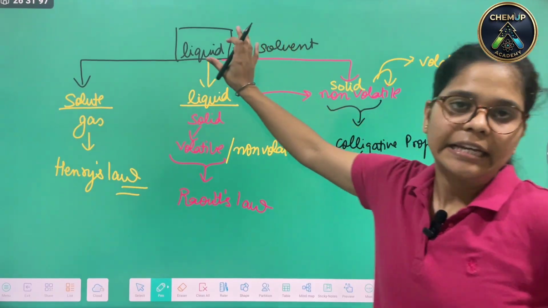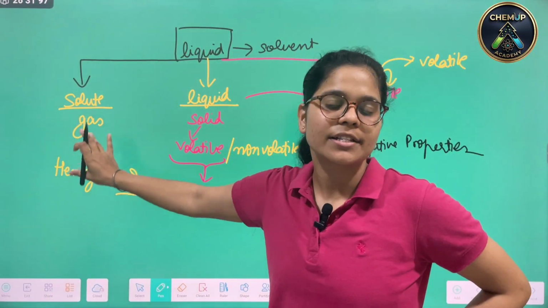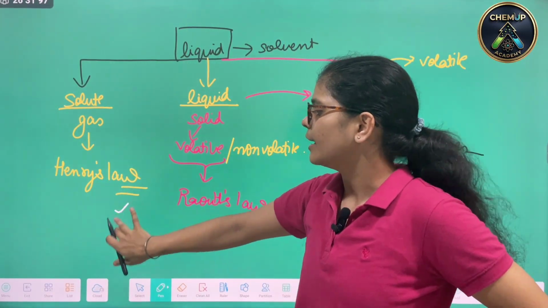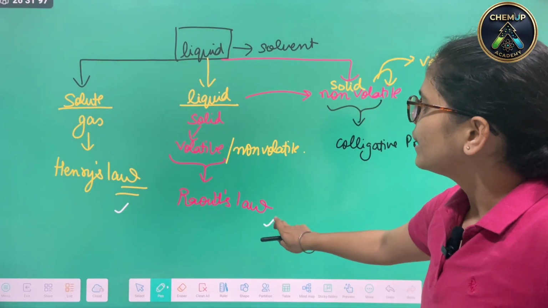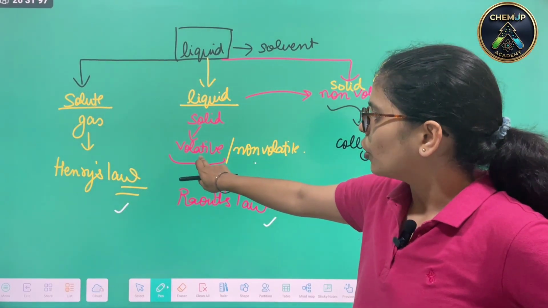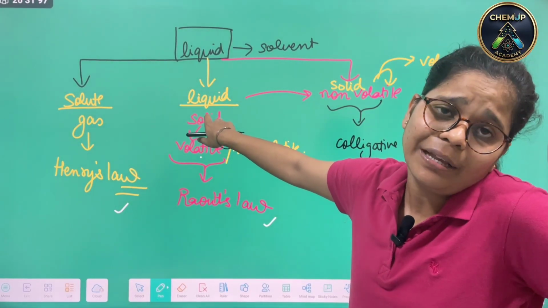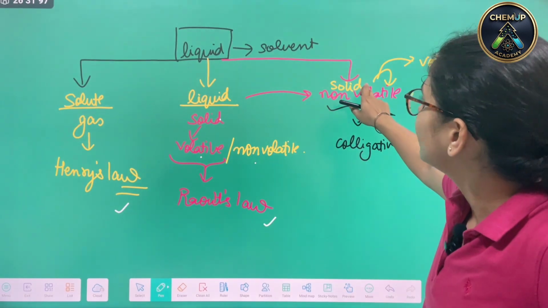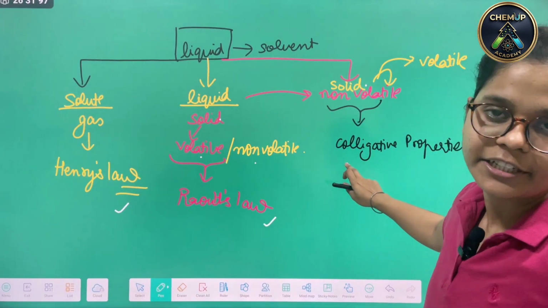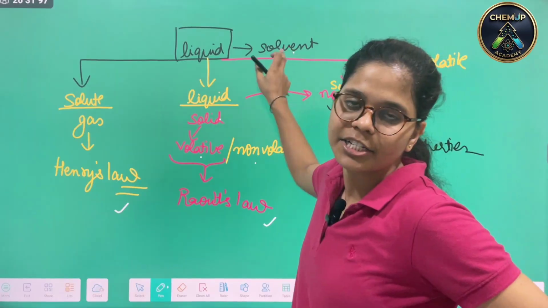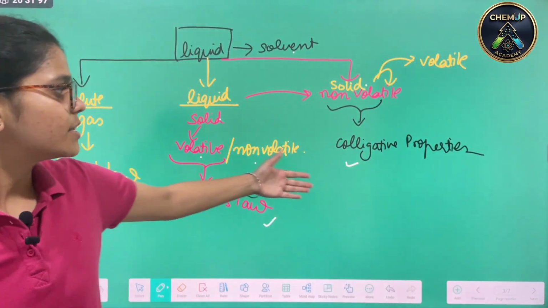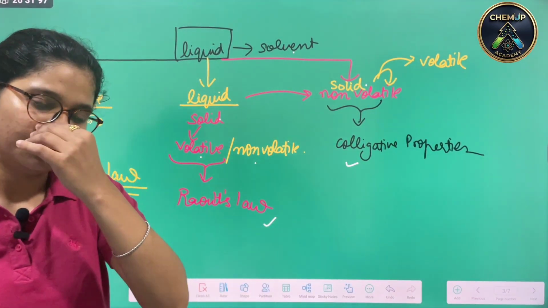So when we are taking liquid as a solvent and solute as a gas, we'll always consider our Henry's law. For our Raoult's law, we have volatile, non-volatile, that could be liquid. And for solid state, we have our colligative properties along with the solvent that is present in the liquid. So this is how we shall be discussing the points.